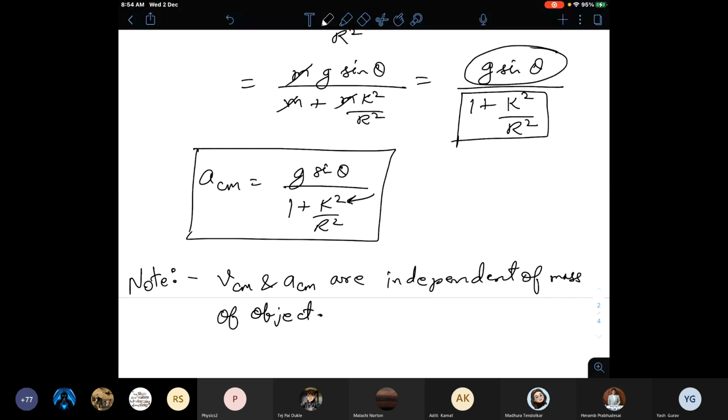So it is independent of mass. A theoretical question can be made over here: which of the following is correct? One statement will be that in pure rolling on the inclined plane, final velocity is independent of mass. So it is a true statement, it is a correct statement. So these are the things you have to remember. Take care about this. So write this.